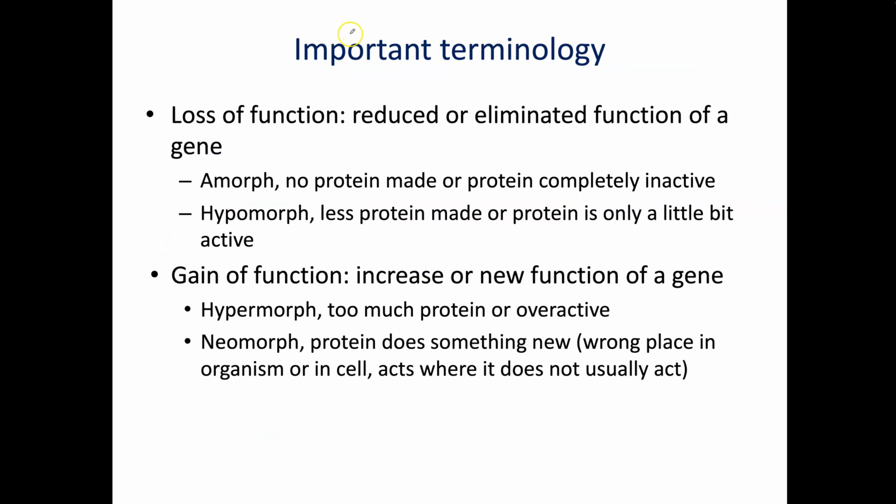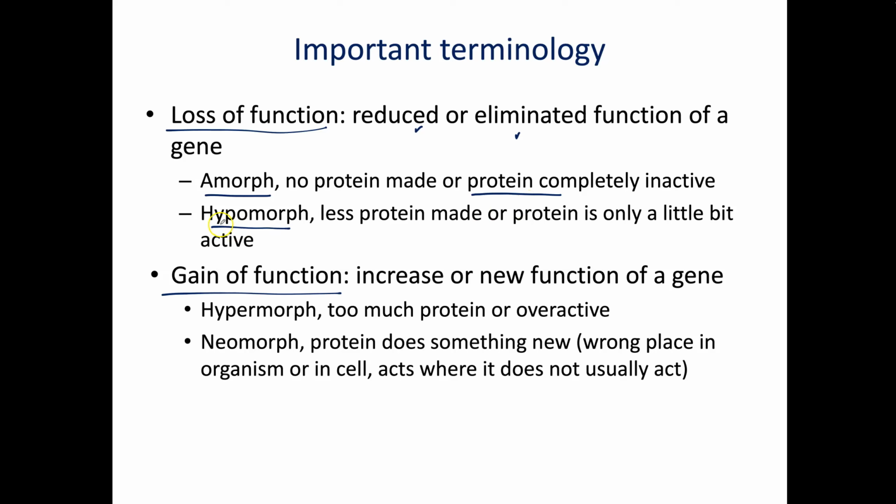Okay, and I just want to go quickly through this terminology because this is review, but it's helpful. So a loss of function mutation is when you either reduce or eliminate completely the function of a gene. So if you make an amorph mutation, that's the one we were aiming for with our deletion. If the DNA isn't there, you're not going to have any protein made at all. But also if you make a mutation in the gene so that the protein doesn't do anything, it's completely inactive, that would also be an amorph.